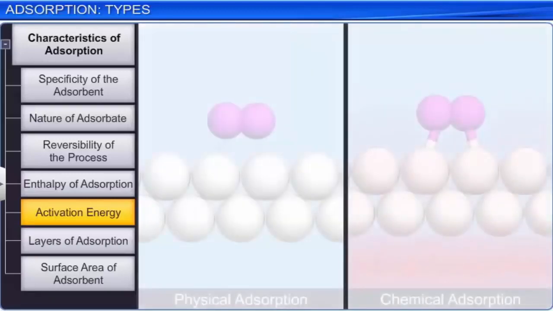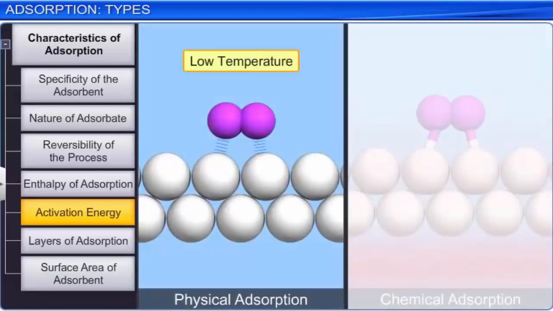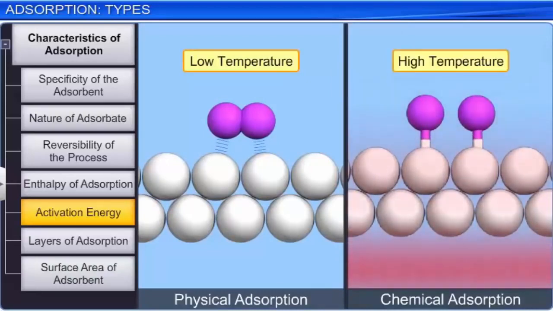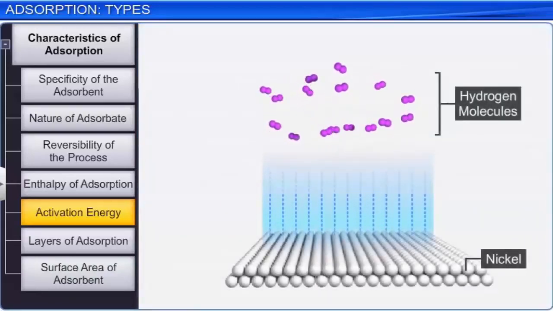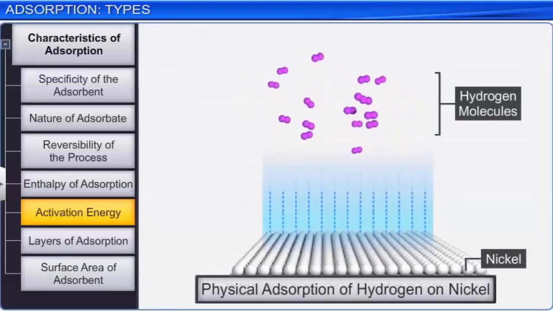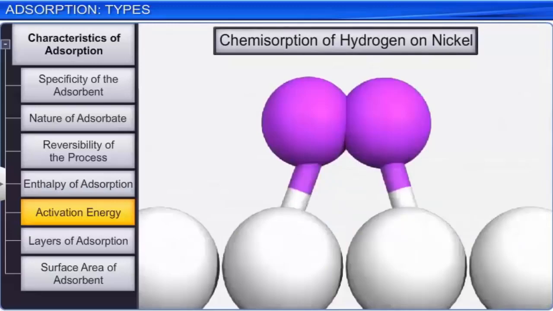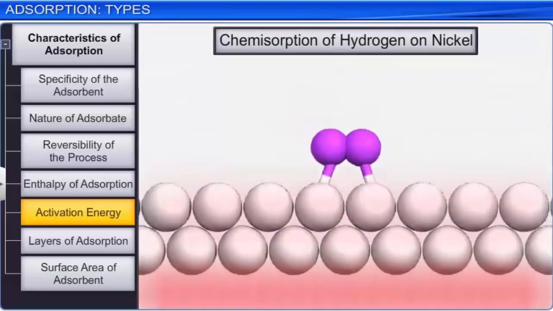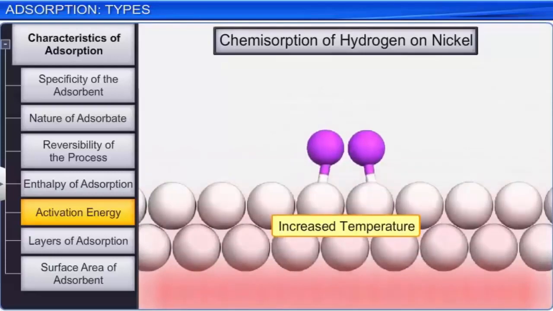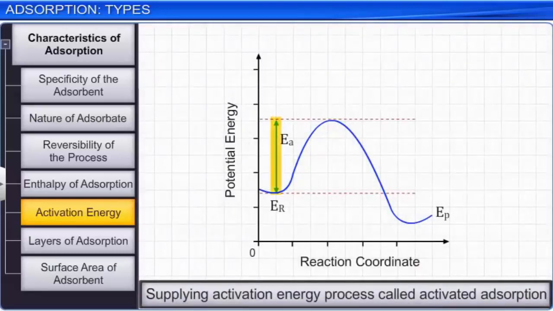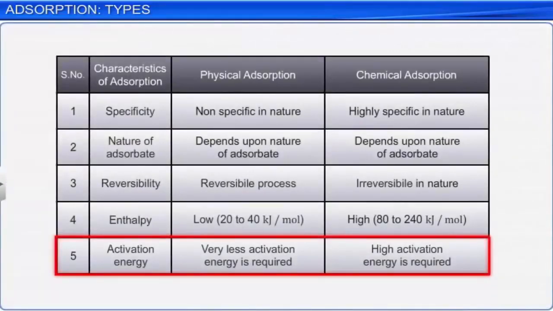A gas may be physically adsorbed at low temperature, but chemisorbed at high temperature. During the adsorption of hydrogen on nickel at low temperatures, hydrogen is physically adsorbed on nickel. However, at high temperatures, hydrogen gets chemisorbed on the surface of nickel. In other words, an increase in the temperature supplies the necessary activation energy for the formation of surface compounds, and the process is called activated adsorption. We can therefore conclude that physical adsorption requires no appreciable activation energy, while chemical adsorption requires high activation energy.